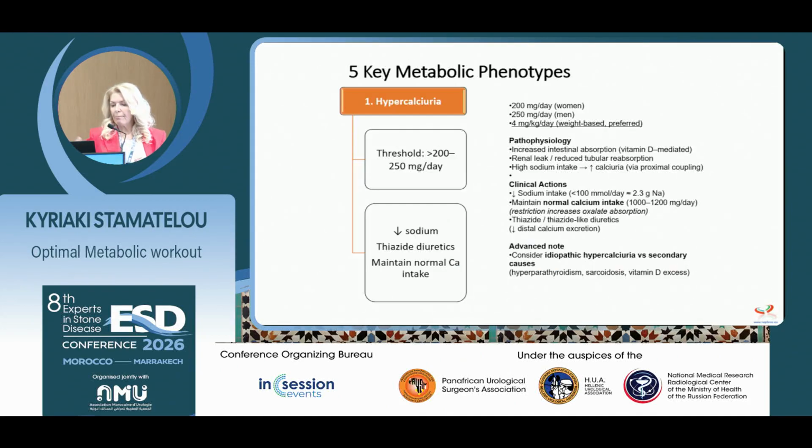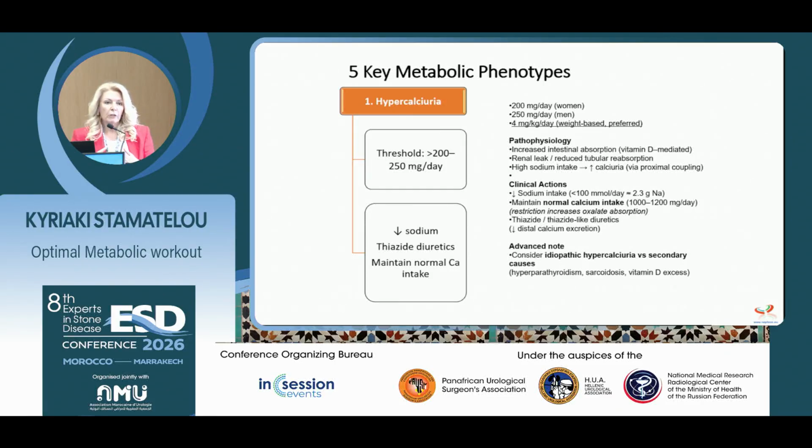And if we go step by step through all these key metabolic phenotypes, I'm not supposed to discuss treatment today. I'm only discussing the metabolic workup. So I have to stress the threshold for calcium. When you're looking at urinary calcium, the best way to do it is to apply 4 milligrams per kilogram of body weight per day. Not just 200, 250, 300. And just remember that all the laboratories have different normal values. They might not be helping you with the normal values they're giving.